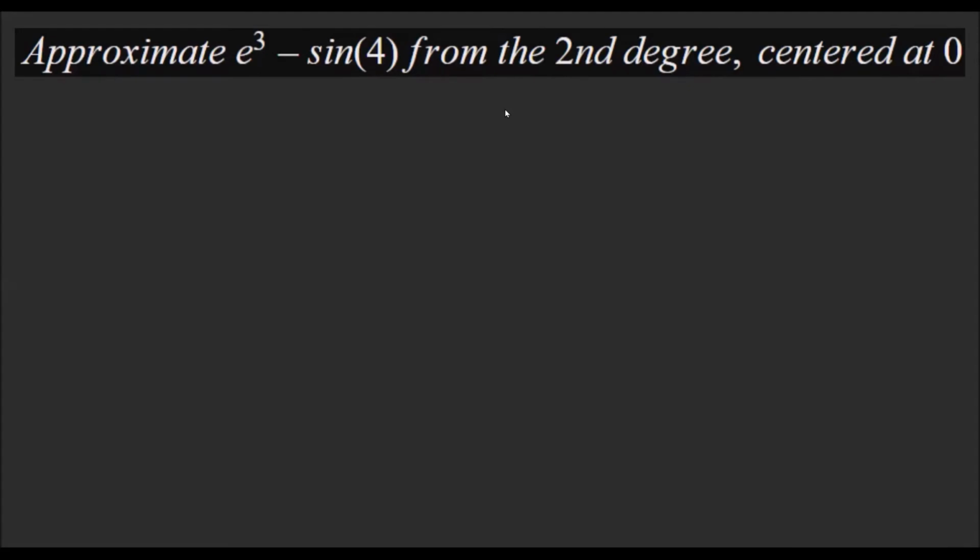Okay, so this is our final practice problem. If you haven't understood Maclaurin series up to this point, don't worry, because there's a lot to cover. So I'll make a lot of future videos about both Taylor and Maclaurin series. But in the meantime, let's go over practice problem 2. We're told to approximate e to the power of 3 minus sine 4 from the second. Let's change that to the actually third degree. Centered at 0.